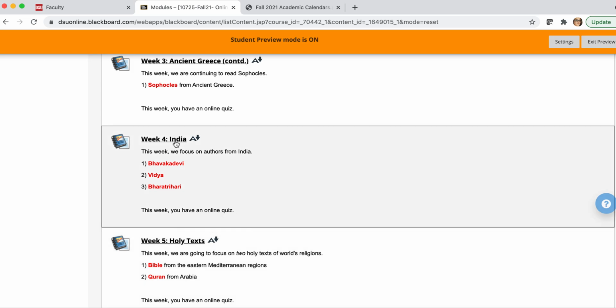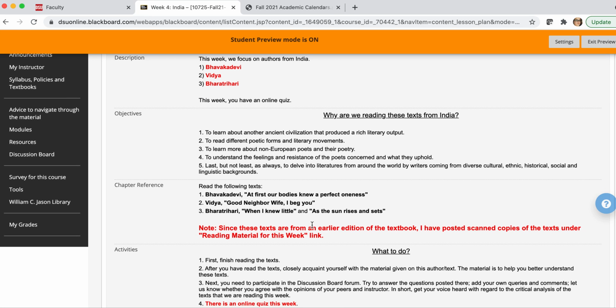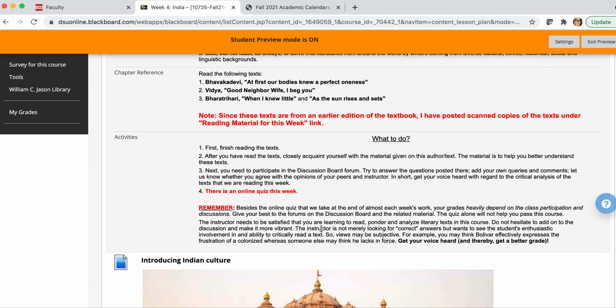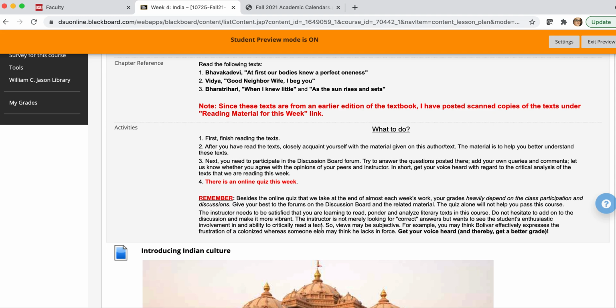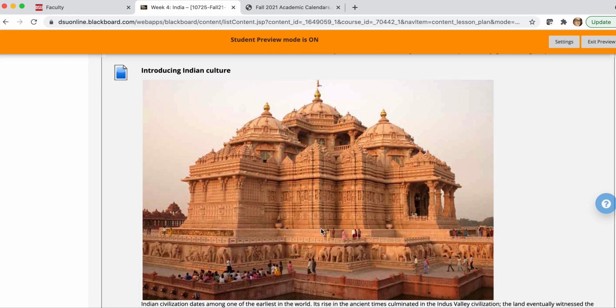So for example, I can go to week 4, India. And there's my introduction and my overview. I see I have a quiz. This is why I'm reading these texts from India. And here are the texts from India that I see are uploaded to Blackboard, so I find my reading on the website. And then what to do, we follow the same thing. We read, we go to the discussion board, and we complete the quiz.